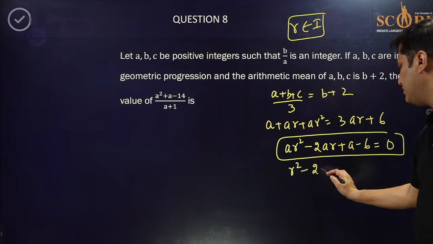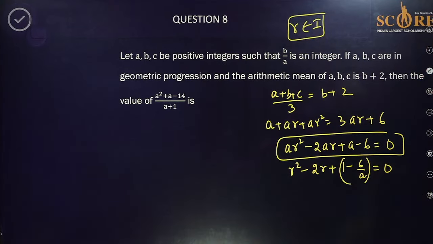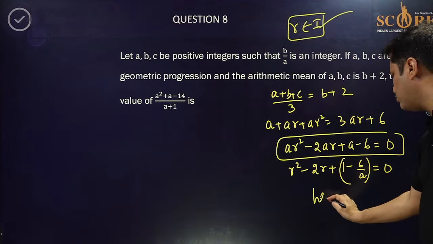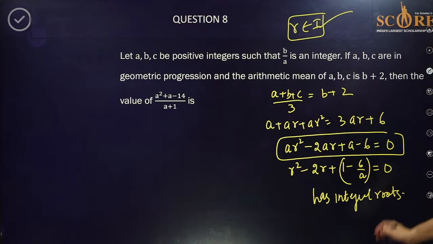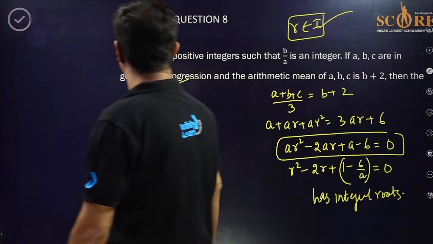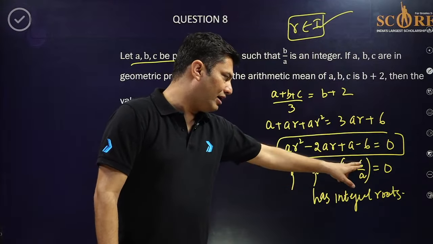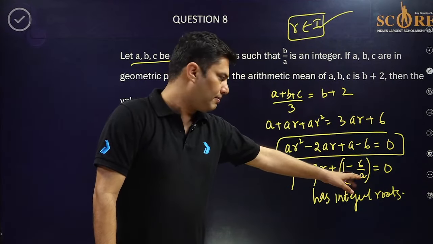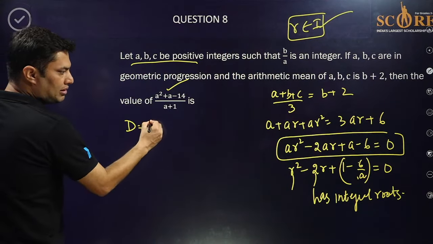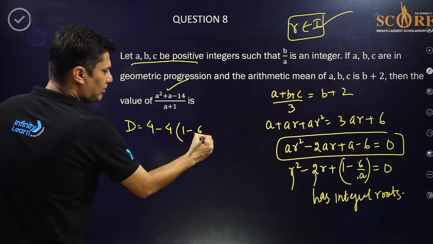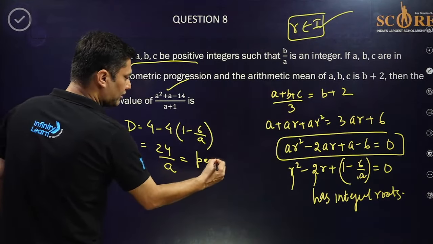If you divide by A, this is a quadratic in R where R is an integer. So this has integral roots. And you need to find the integral value of this. ABC are positive integers also, so 1 minus 6 by A should also be an integer. The discriminant must be a perfect square. Integral roots means the discriminant, 4 minus 4 into 1 minus 6 by A, that is 24 by A, should be a perfect square.